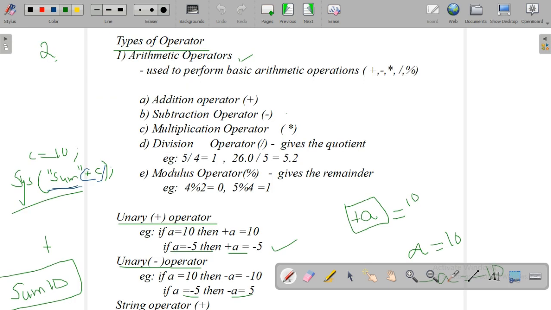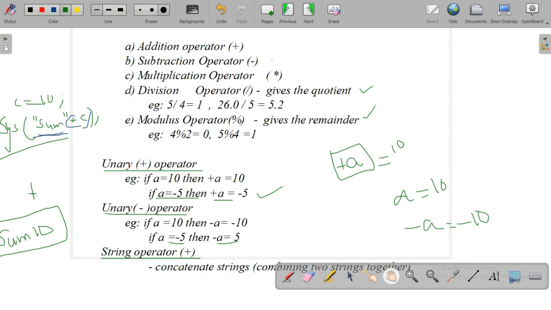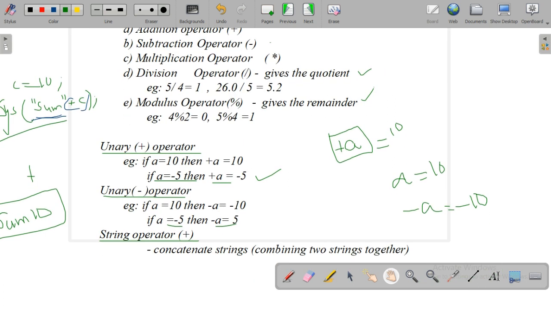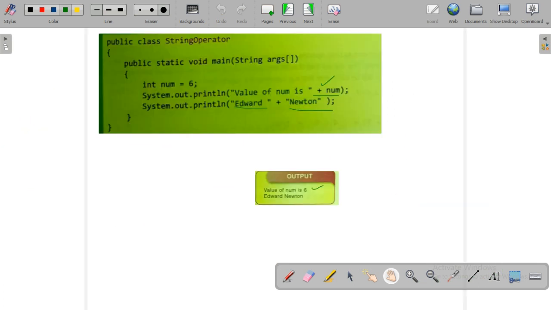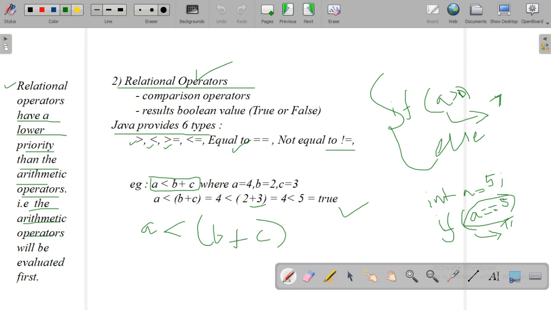The first one was the arithmetic operator. These arithmetic operators are a very important one: division and modulus operator. Division gives the quotient, modulus gives the remainder. Then as a unary operator, plus is acting as the unary operator, minus also. Then string operator means it will act as a concatenating operator. That means it is combining 2 strings together.